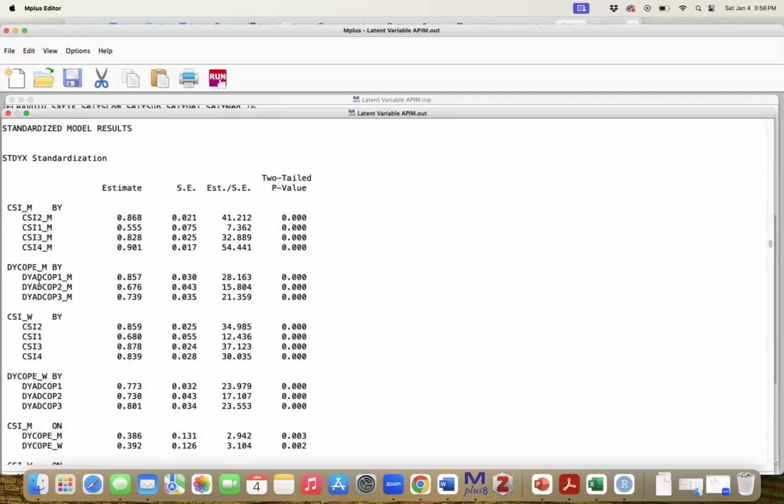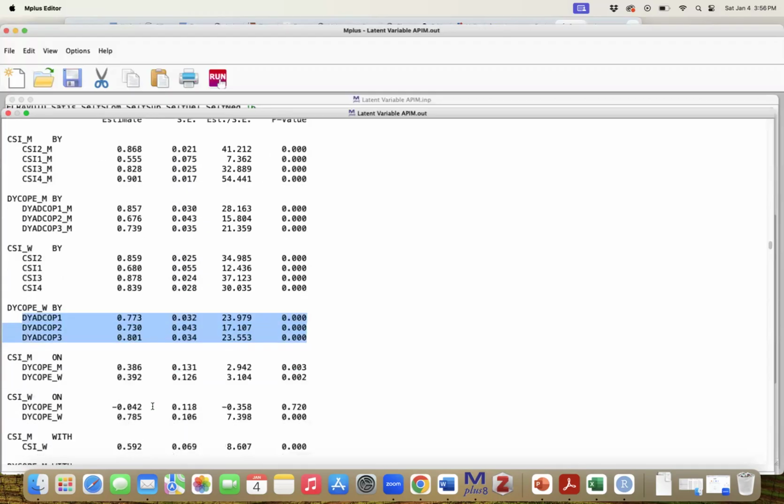And we see that this loading went down a little bit. This was around 0.70 last time. But again, this would still be really quite substantial and meaningful. We have some really good loadings here, 0.77, 0.73, 0.81, or 0.80. And so to me, I feel comfortable moving on to the next step and beginning to interpret our actor and our partner effects.